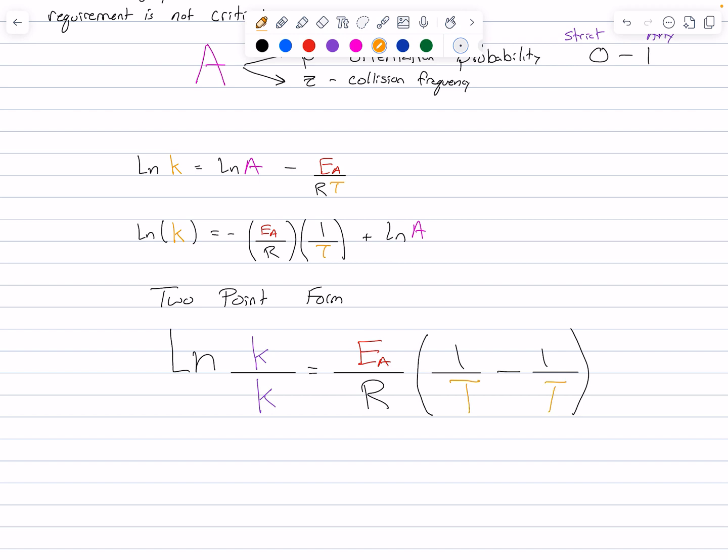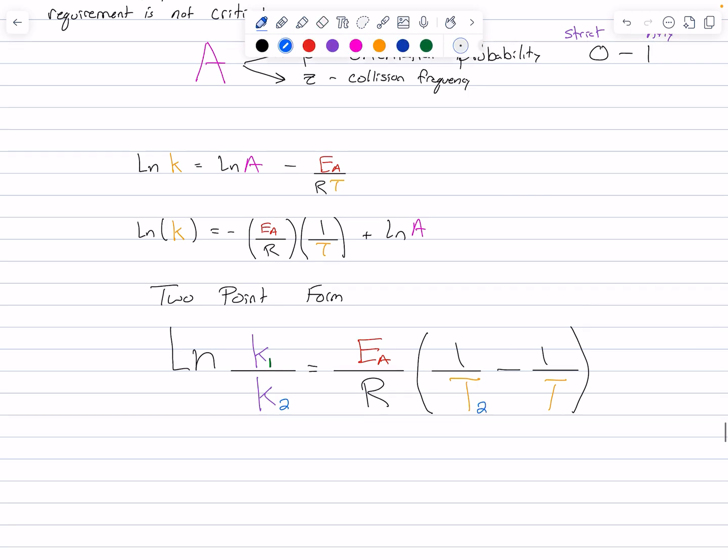So now, very important, T1 and k1 go together. So k1 and T1 are here, and k2 and T2. Oh, no, I got it backwards. Do it this way. There are other ways to do this; you can have it negative and flipped, however you derive it. Now, it's important that the k's are in the natural log: the natural log of k1 over k2 equals Ea over R times 1 over T2 minus 1 over T1. That's the two-point form of the Arrhenius equation.